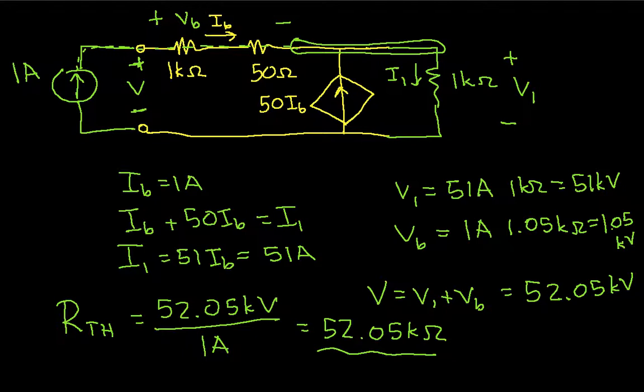So anyway, that's how I compute the Thevenin equivalent resistance in a circuit that has only dependent sources. I use a test voltage source or current source and find either the current or voltage and compute the Thevenin equivalent resistance from that. So with that, we'll end this video.